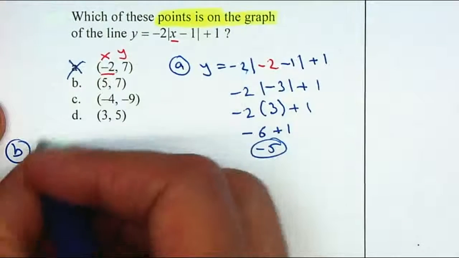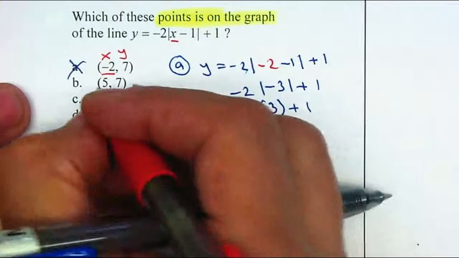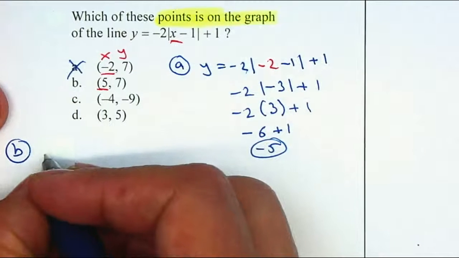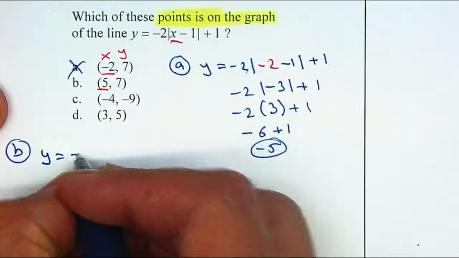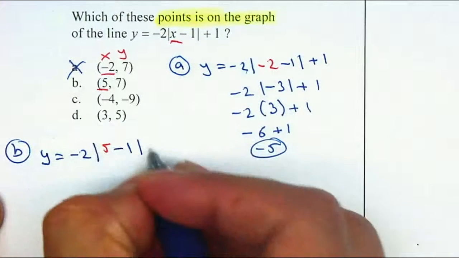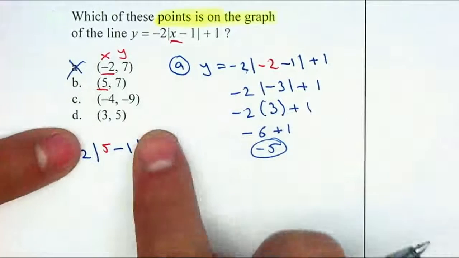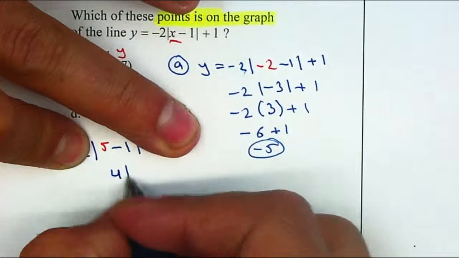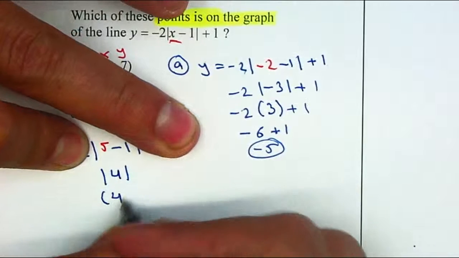I'm going to do the same process. I'm going to plug in a 5 into the x, and it should give me a 7. So y is equal to -2, absolute value, instead of the x, I'm going to plug in a 5 minus 1 plus 1. I'm going to simplify what's inside first. That gives me 4. Absolute value of 4 is 4.